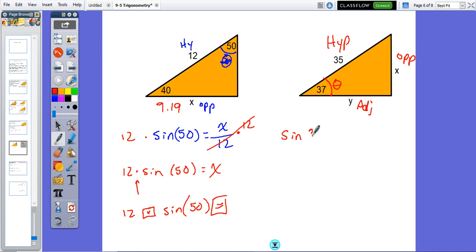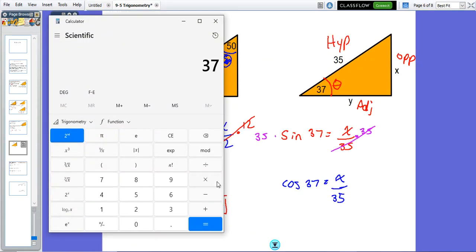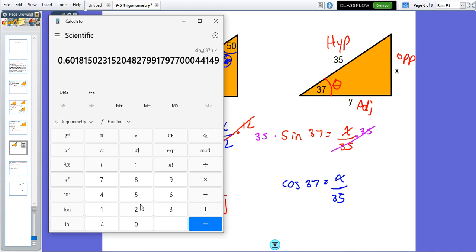So we do sine of 37 equals x over 35. And for the other one, for y, since I'm going to be using adjacent and hypotenuse, that's my cosine. Cosine of 37 equals y over 35. All right, so let's work those out. Just like before, I'll multiply both sides by 35, and let's plug that in the calculator. So 37 sine times 35. Done correctly, you should get 21.06.